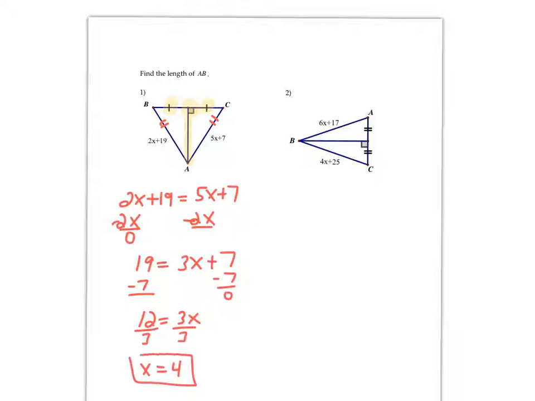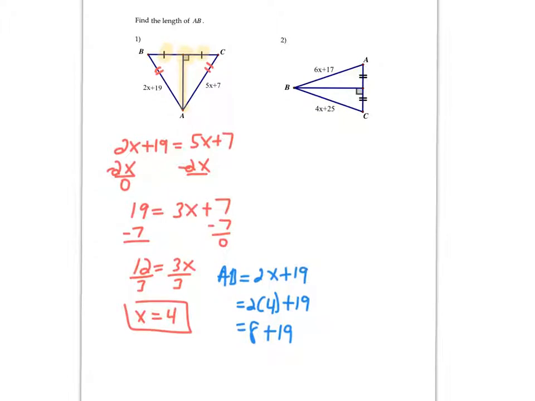But remember, there's a follow-up question. We have to find the length of AB. So recall that in this particular one, AB is equal to 2x plus 19. So you have to do 2 times 4 plus 19. So 8 plus 19 gives us a total of 27 for AB in this particular case.